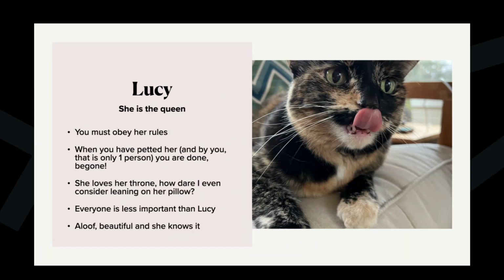And this is what the people say. You must obey her rules. When you have petted her, and by you, that is only one of the people in the household, when that person comes home from work, they must stop what they're doing, sit by her and pet her in the way that she wants, in the place that she wants. And then you're done. Be gone. This is what that person said. She loves her throne. This is the other person in the household.